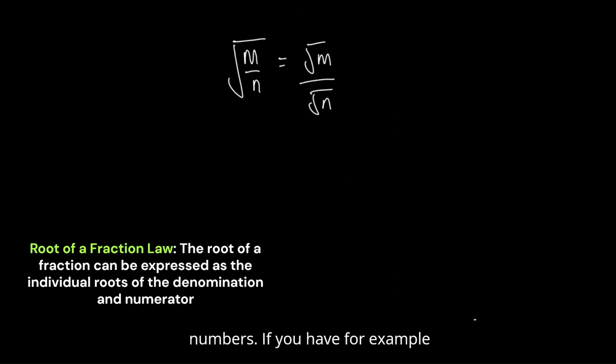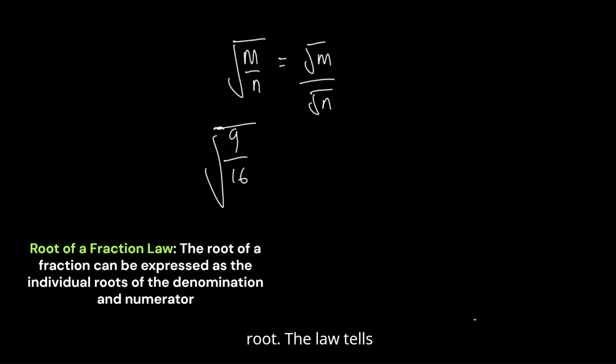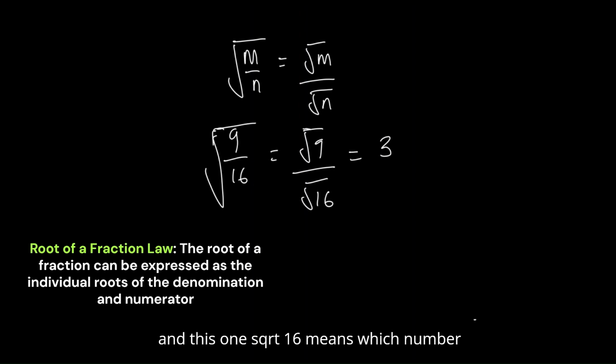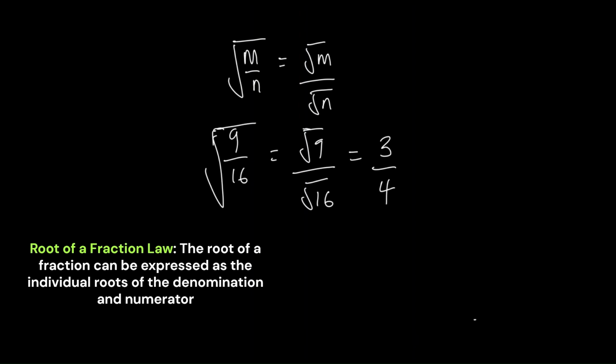Now let's solve with numbers. If you have, for example, 9 all over 16 in a root, the law tells us that you can express this as their individual what? Roots. This is square root. So square root of 9 simply means which number will you multiply 2 times to give you 9, and that number is 3. And this one, square root of 16 means which number will you multiply 2 times to give you 16, and our answer is 4. So we have 3 over 4 here.